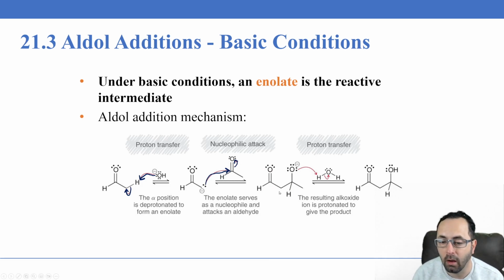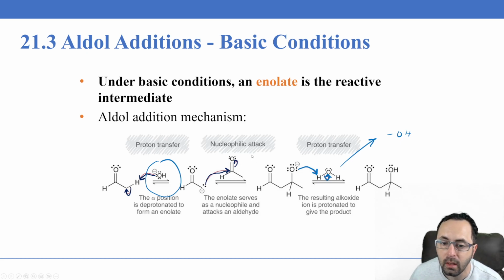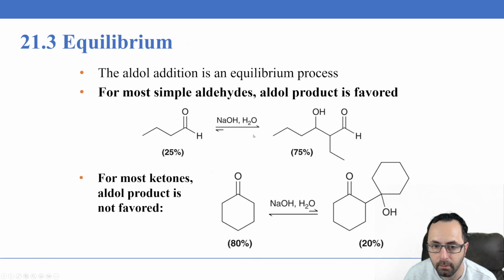Finally, this alkoxide ion needs to be protonated to produce the neutral final product, and so we have a proton transfer from water. And notice that this means that the base really catalyzed the reaction, right? Because it was consumed here, and then it will be reproduced at the end. And ultimately, the enolate here is the reactive intermediate, and it can behave as a nucleophile. And so this is a kind of behavior that we're going to continue to see throughout the rest of this chapter as we look at a variety of reactions that involve enolate ions as intermediates.